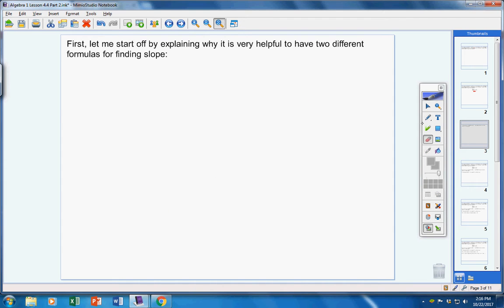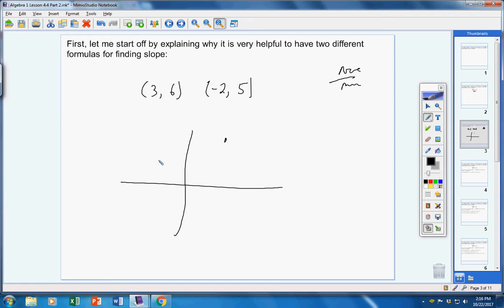So what about the other formula? Well, what if I just gave you two ordered pairs? What if I said this? (3, 6) and (-2, 5). What if I said a line passes through those 2 points, find the slope? Well, using rise over run, you would have to graph the 2 points, draw the line, and do all this, right? But that takes time.